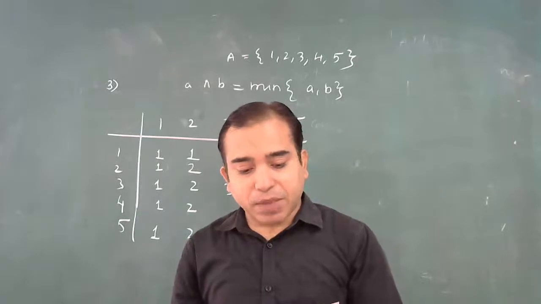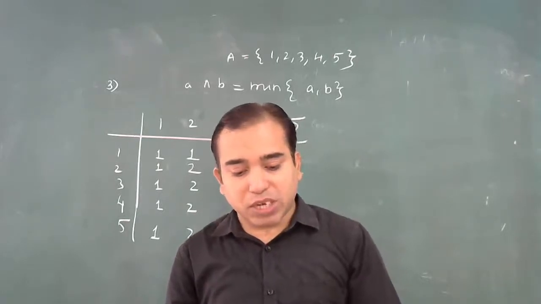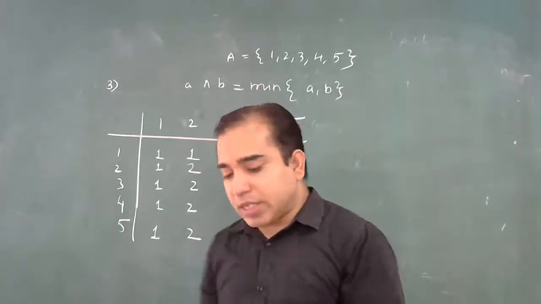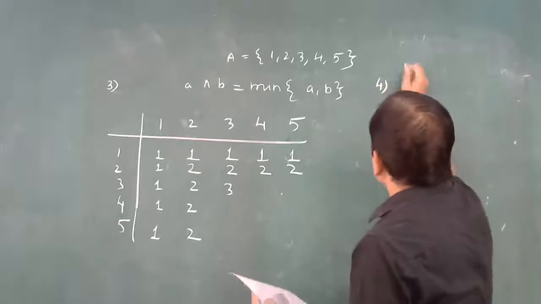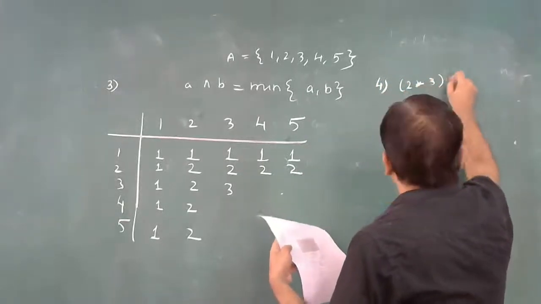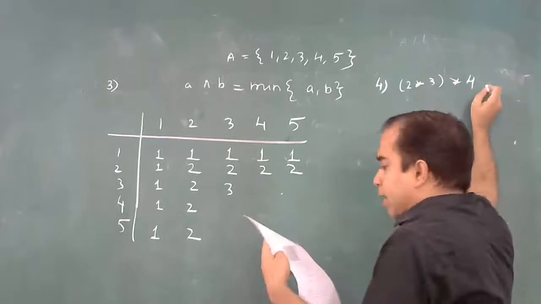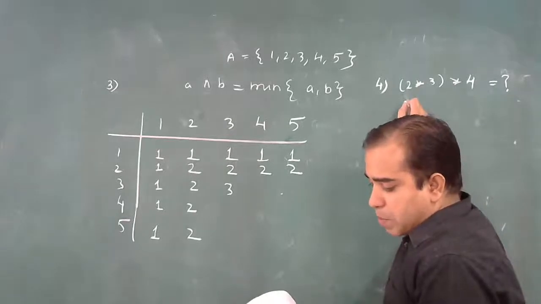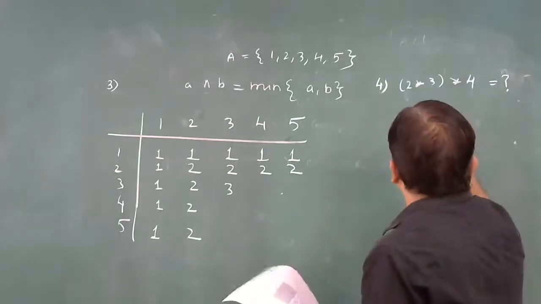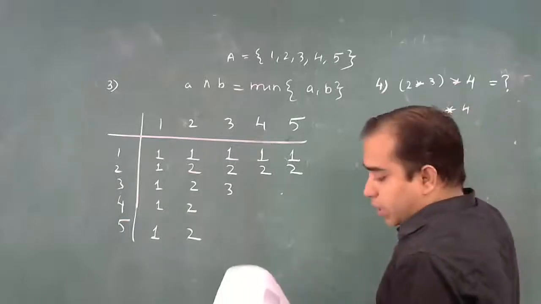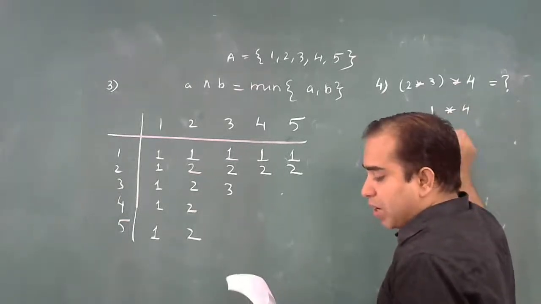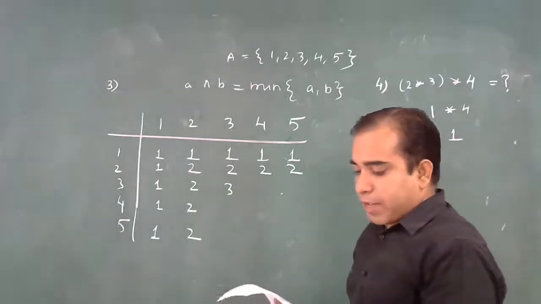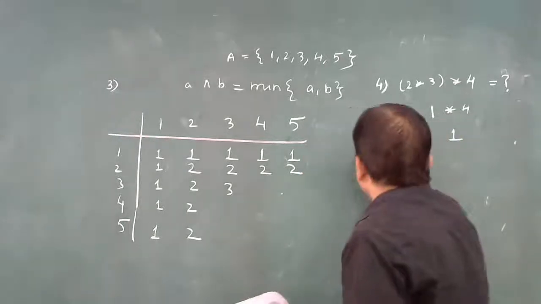One table is given, and they are asking you to compute (2 star 3) star 4. Right? From the table, you can see the answer. The question is giving an outline. It is drawn in your book. You can see, and they are asking, how much is this? So 2 star 3 you can find out from the table. How much? I can see it is 1. And this becomes 1 star 4, and 1 star 4 also you can find out from the table. And this is 1. Right?